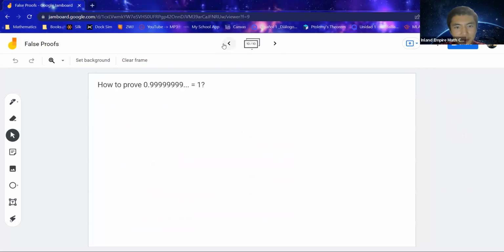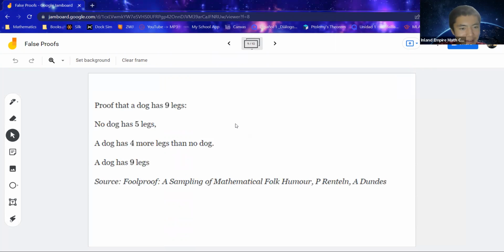All right, so for the last thing, we've got to show you this funny little proof. We're going to prove that a dog has 9 legs. So think about it. No dog has 5 legs, right? There does not exist a dog that has 5 legs. And if you don't have a dog, giving you a dog gives you 4 more legs than having no dog, right? A dog has 4 more legs than a dog that doesn't exist. Therefore, a dog has 9 legs, right?